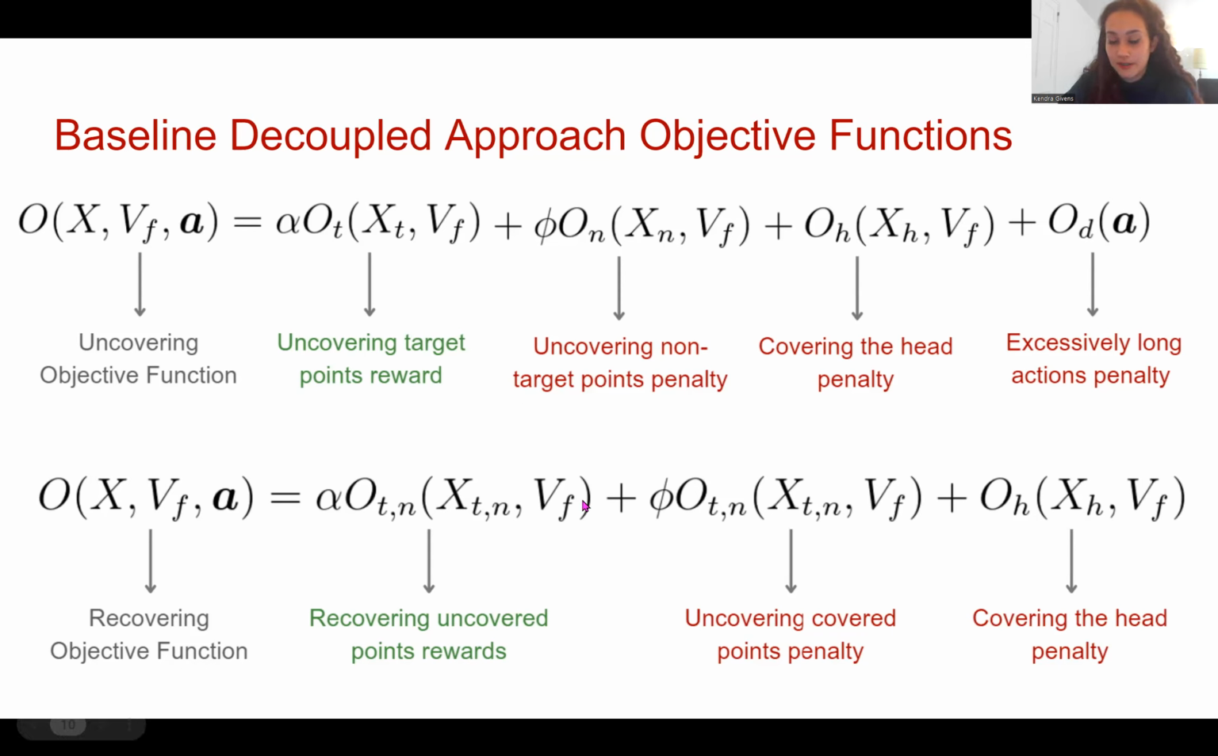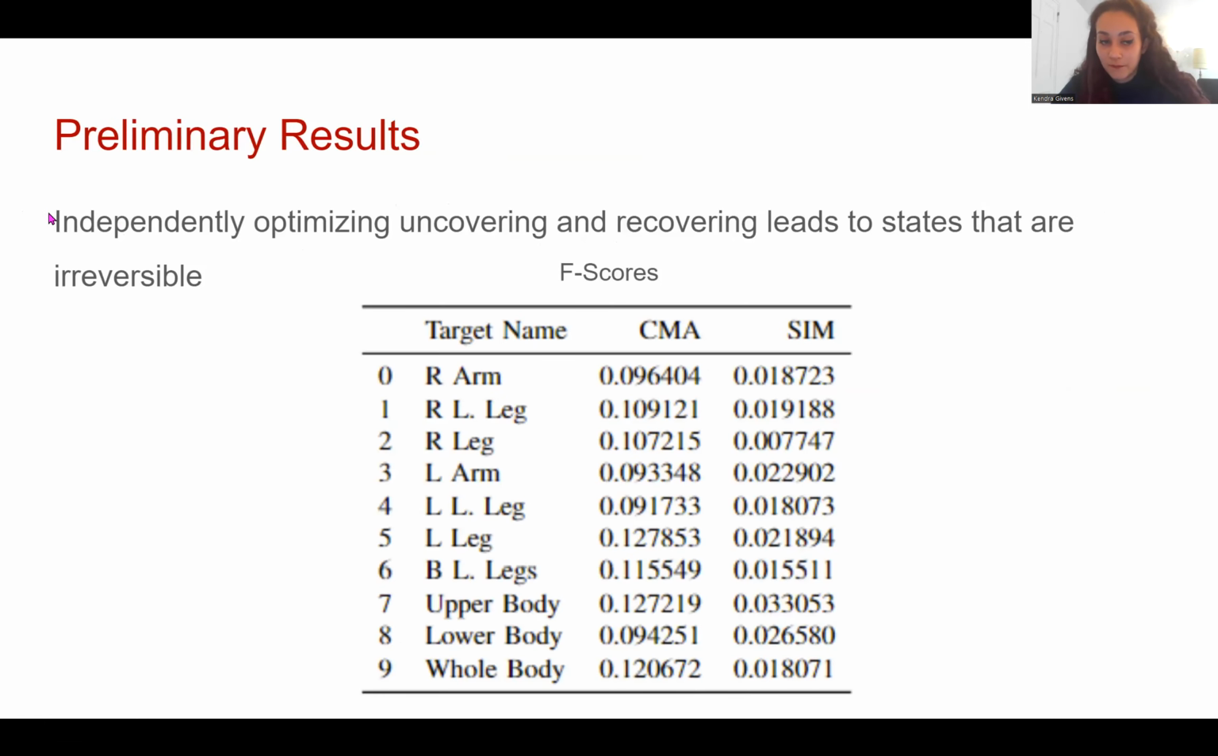So again, these are independent optimizations. This one is just optimized to produce the best uncovering action to uncover the target limb, and this one is just left to deal with whether it's reversible or irreversible. So we have preliminary results. These are F-scores for optimizing the uncovering and recovering separately. As you can see, they're not great. So it proves our theory that we need some notion of reversibility awareness in our uncovering action, because the independent optimization is not sufficient.